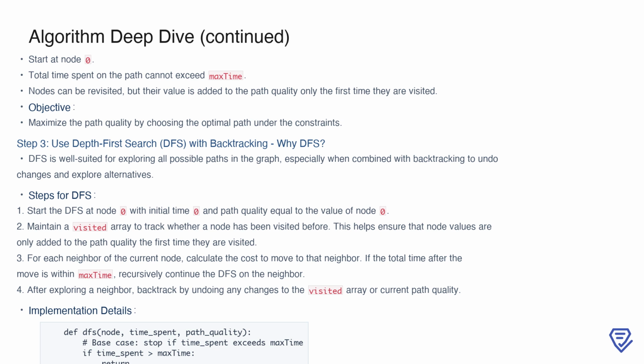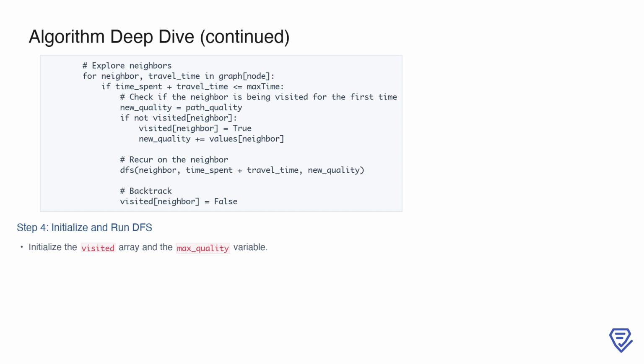To effectively navigate the graph and evaluate potential paths, we use depth-first search, or DFS, combined with backtracking. This method allows us to explore all possible paths systematically while undoing changes to try other alternatives, ensuring no possibilities are missed. The DFS algorithm starts at node 0, initializing the time spent and path quality with the value of the starting node. To track whether a node has been visited, we maintain a visited array.